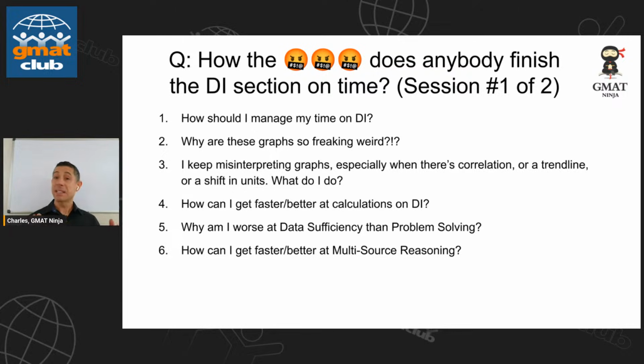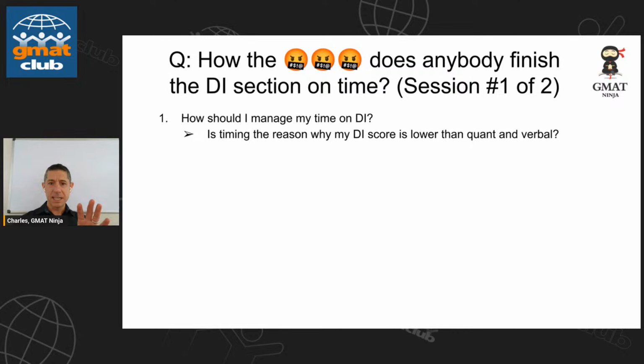I had a couple people ask, why am I worse at data sufficiency than problem solving, even when it is quant-based? One really key tip there if we have time. And then multi-source reasoning, we'll finish up with that. I'm not going to torture you with a multi-source reasoning on the screen because that's pretty brutal, but I'll give you some general tips and tie it into everything else we're talking about. All right. Before we start jumping in more detail, we're going to start with the time management bit.